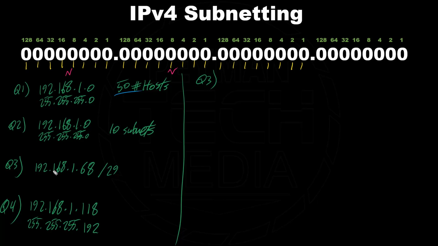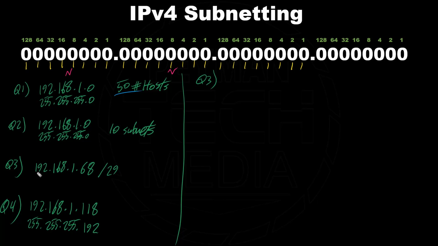Alright, so for question number 3, they give us an IP address with the CIDR notation /29. So they ask which network this IP address belongs to. Or another type of question, they might say, what is this address? Is this a network address? Is this a broadcast address? Is this an IP address, based on this CIDR notation? So how can we solve this?